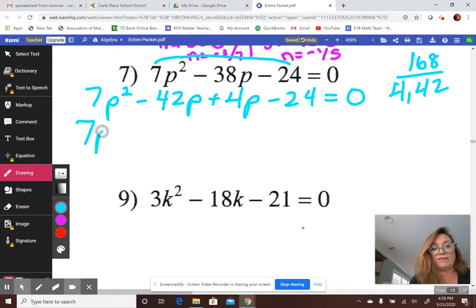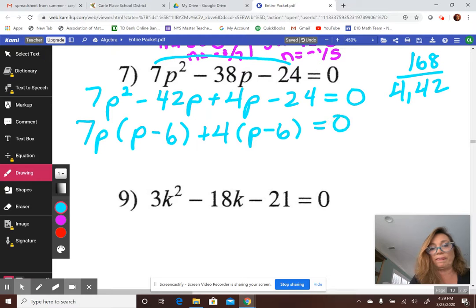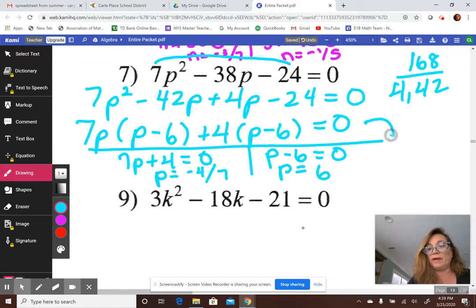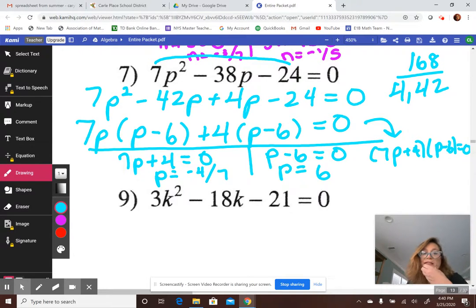Okay, so pulling out a 7p, that gives me 7p times p minus 6 plus 4 times p minus 6 equals 0. So I've got 7p plus 4 equaling 0. Subtract 4, that gives me -4. Divide by 7, that gives me -4/7. And p minus 6 equals 0, so p equals 6. Some of you might want this step in there, the 7p plus 4 and the p minus 6 equals 0, because those were the actual factors.